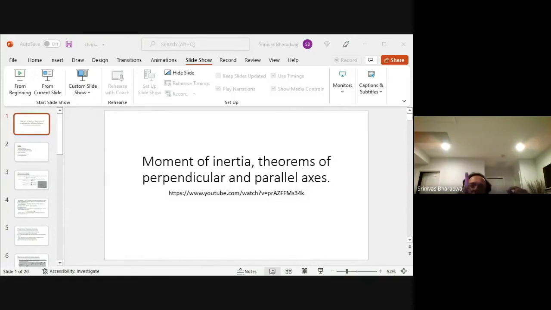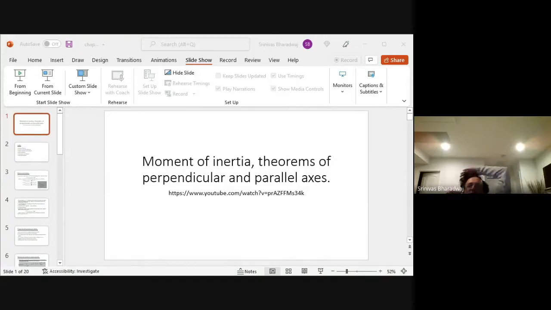Now, if you did it about a point in the middle, you'll find that it is ml square by 12. And again, it's an integration. You do the integration from minus L by 2 to plus L by 2 of r square dm, and rho dx, same thing you do. Then you will find that it is ml square by 12.